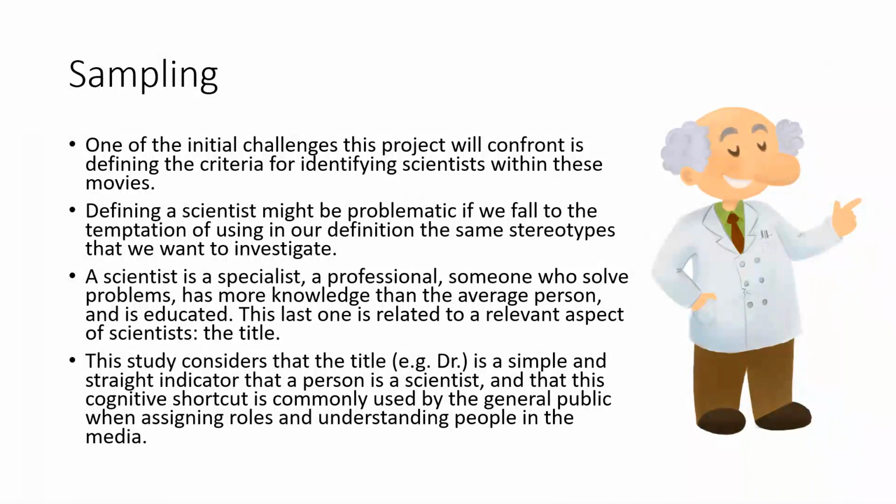One of the initial challenges, the main challenge of this project, was the sampling. The sampling was very hard because I was at risk of using the same problematic stereotypes about scientists that have endured through history to define the scientists that I was going to analyze. So the first question was, what is really a scientist? In that regard, I went to a study about the word scientist, and they were talking about the fact that a scientist is someone who is a professional and a specialist, someone who is very educated and has more knowledge than an average person.